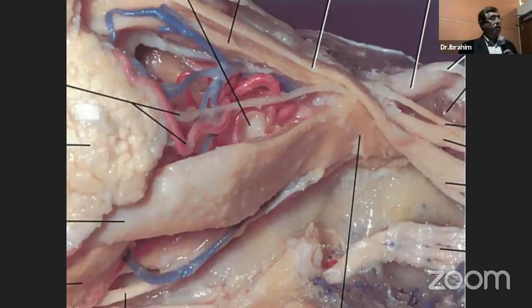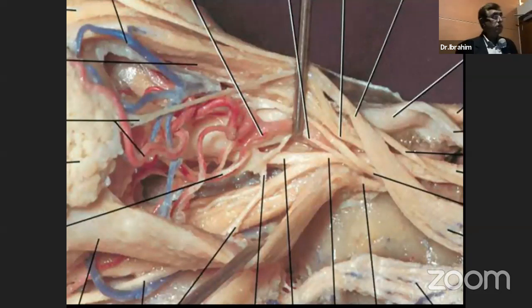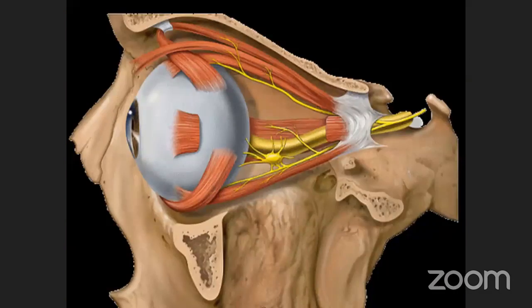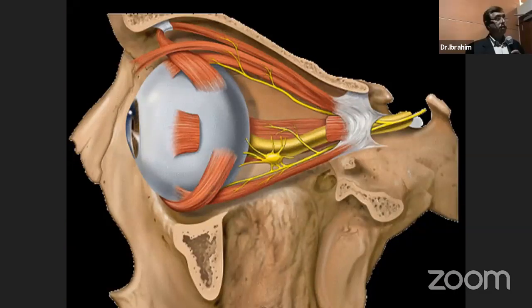So the lacrimal gland, the globe, the lateral rectus, and we'll be going into this space. If you don't know the anatomy, you will cause havoc to the patient. You'll destroy your patient. Anatomical knowledge is of the essence. So basically, this is it.